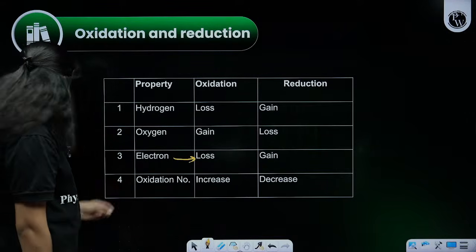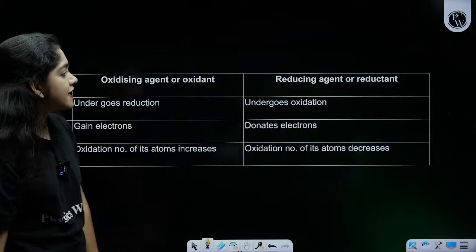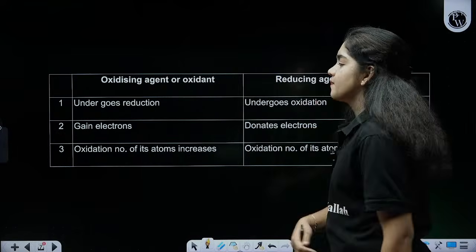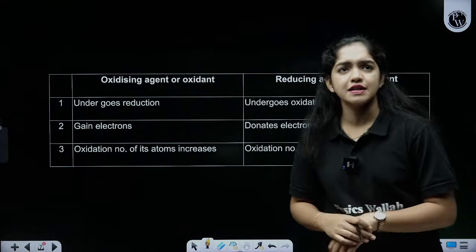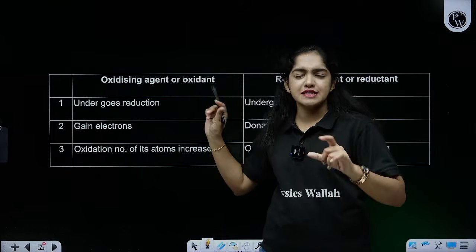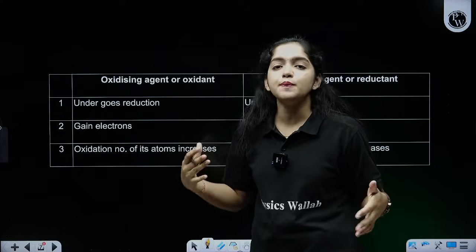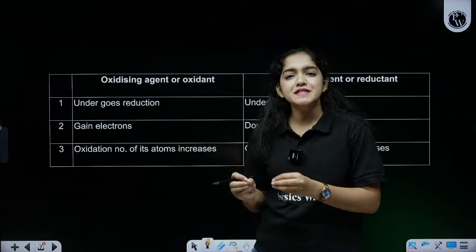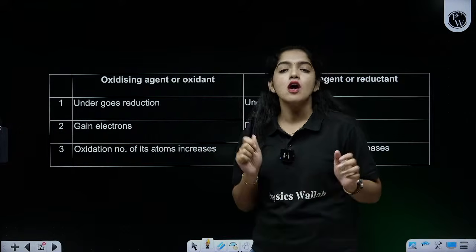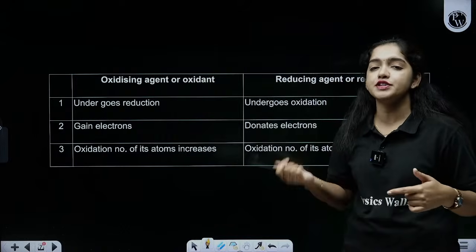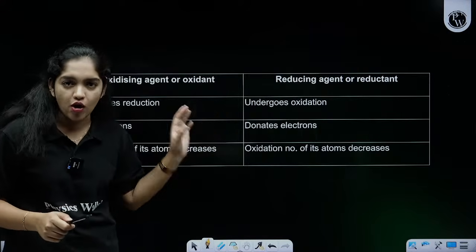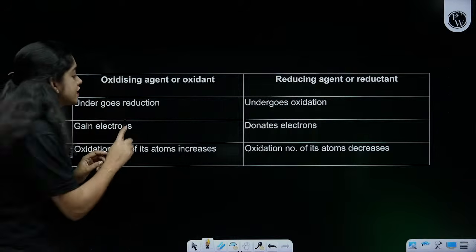Okay, then we can go to the next one. Oxidizing agent and reducing agent, or oxidant and reductant. What is meant by oxidizing agent and reducing agent? It's very easy to learn. Agent means what? Helpers are known as agents. The substance which helps for oxidation is known as oxidizing agent, and itself it will undergo reduction, just opposite.